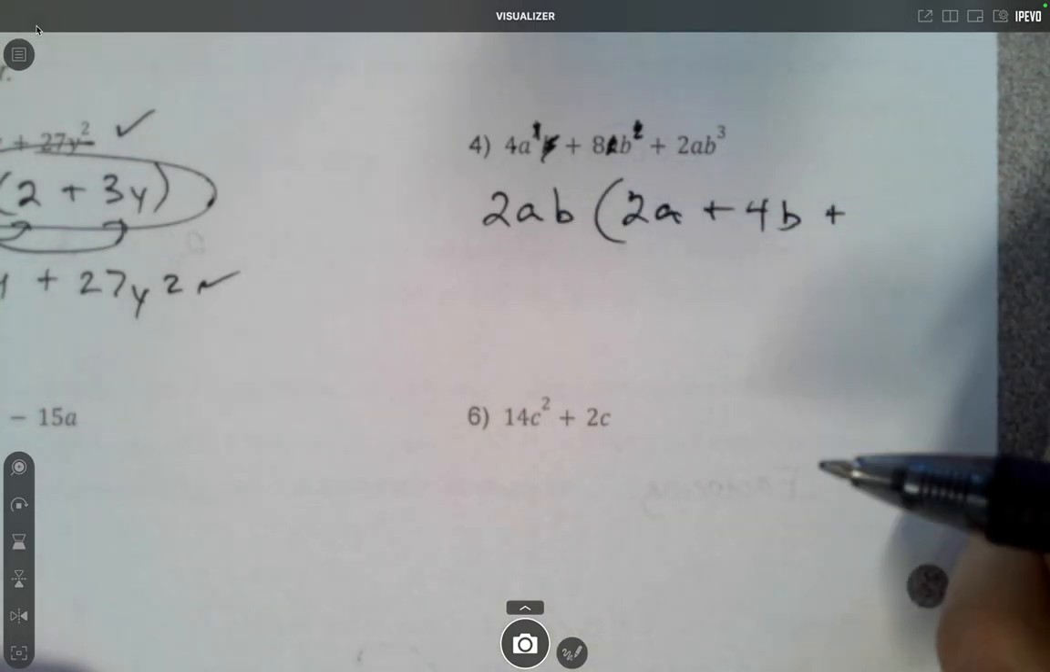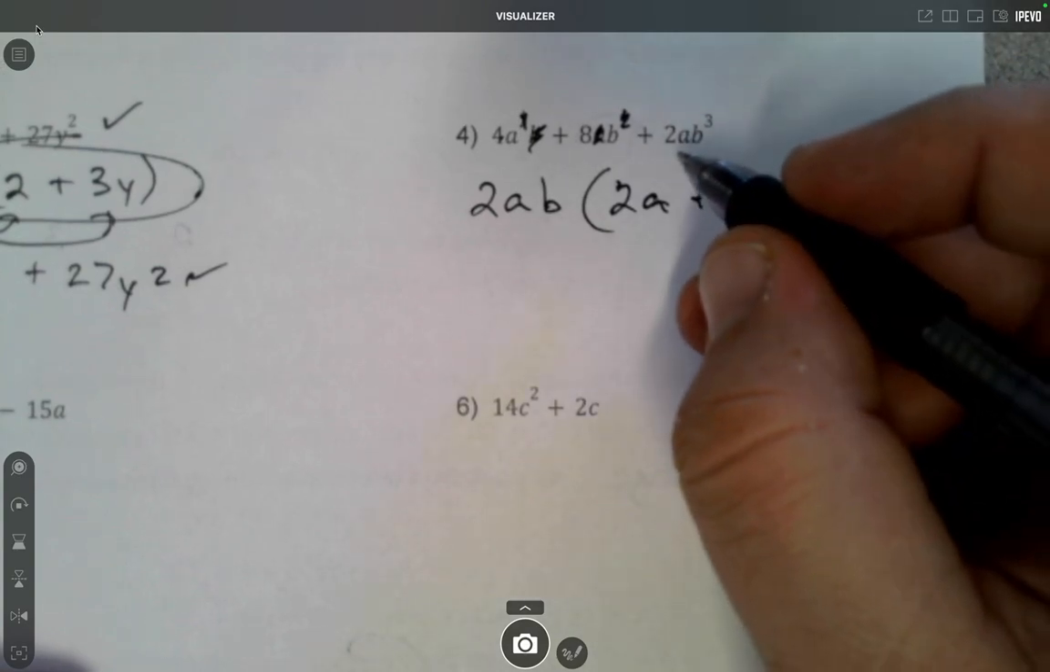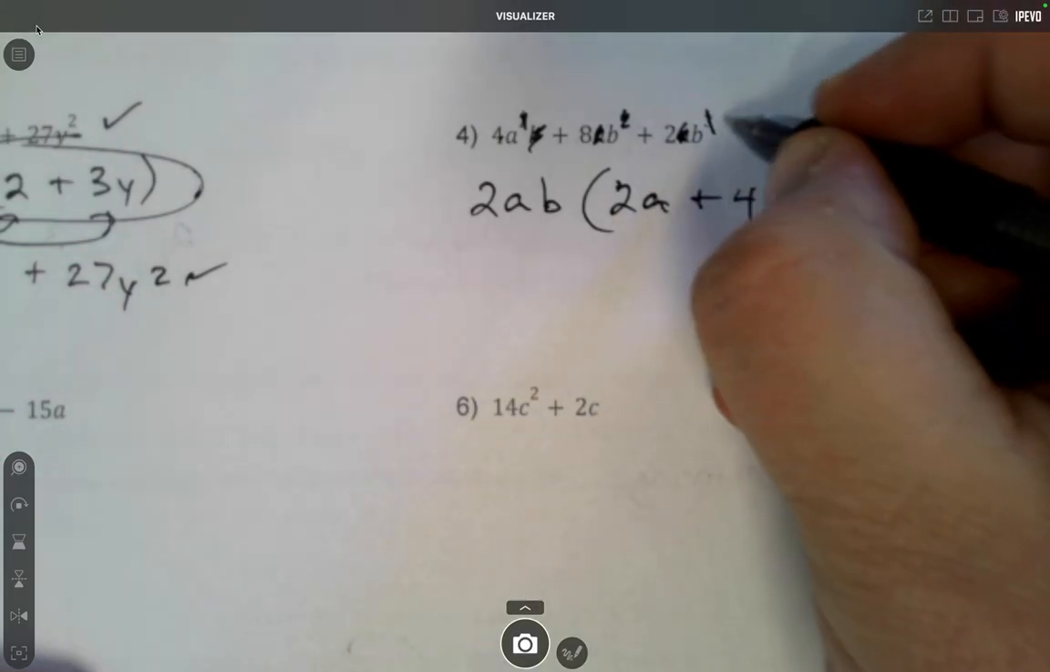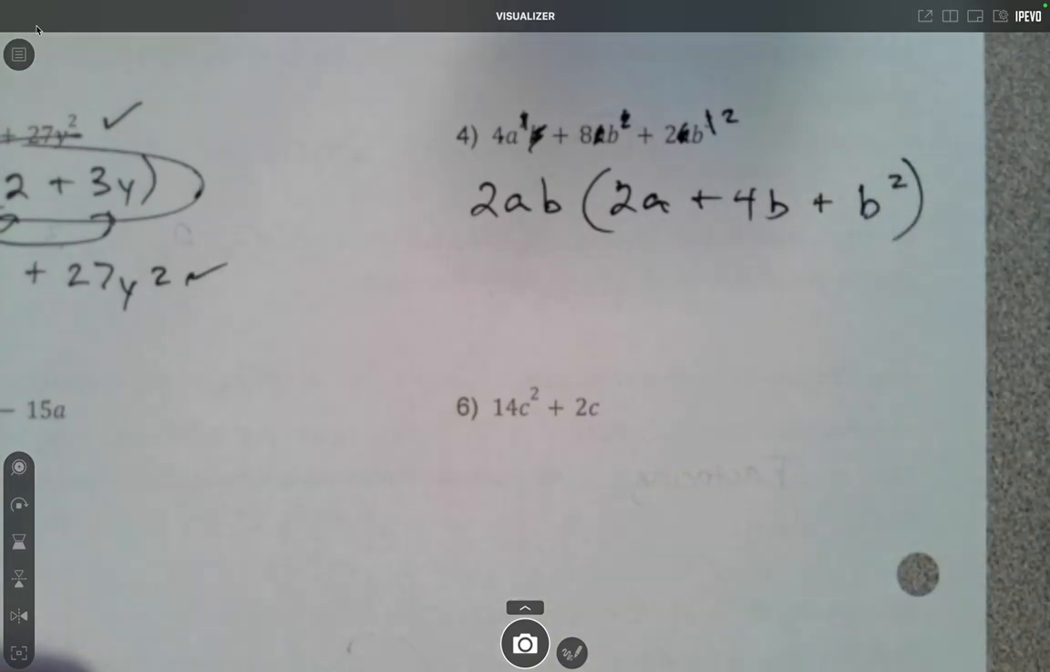2 divided by 2 is 1. You can write 1 if you want to, but you don't have to. We take away the only a it has, a divided by a. We took away one of its b's, leaving 2 left over. So this will be 1b squared.